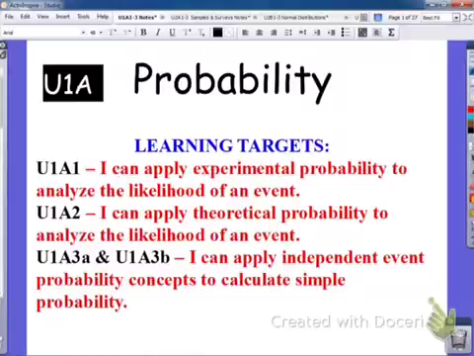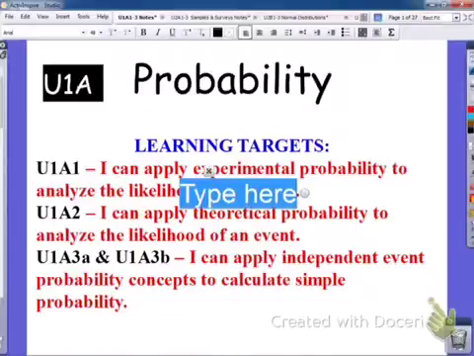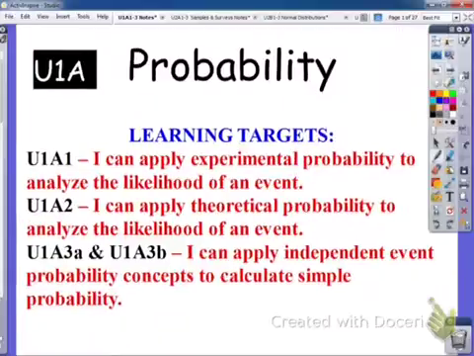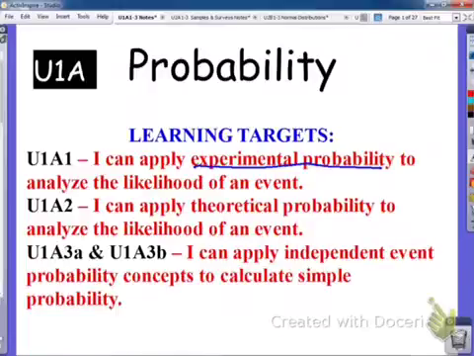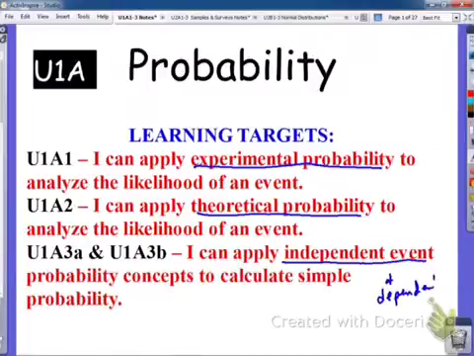Today we're looking at probability. The skills that we're trying to accomplish today, our learning targets, we would like to be able to apply experimental probability to analyze the likelihood of an event, theoretical probability to analyze the likelihood of an event, and also apply independent event as well as dependent event probability concepts to calculate simple probability.